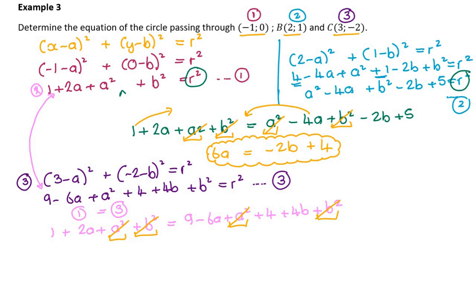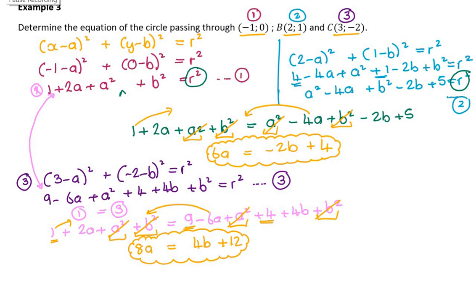Now again, if I get all my a's to one side, I'm going to get 8a to this side, I'm going to have 4b over here, so that's my b's done, and if I kick across my 1, my constants are 9 plus 4, which is 13, minus 1 is 12. And so here is my second simplified equation, I should say, between a and b.